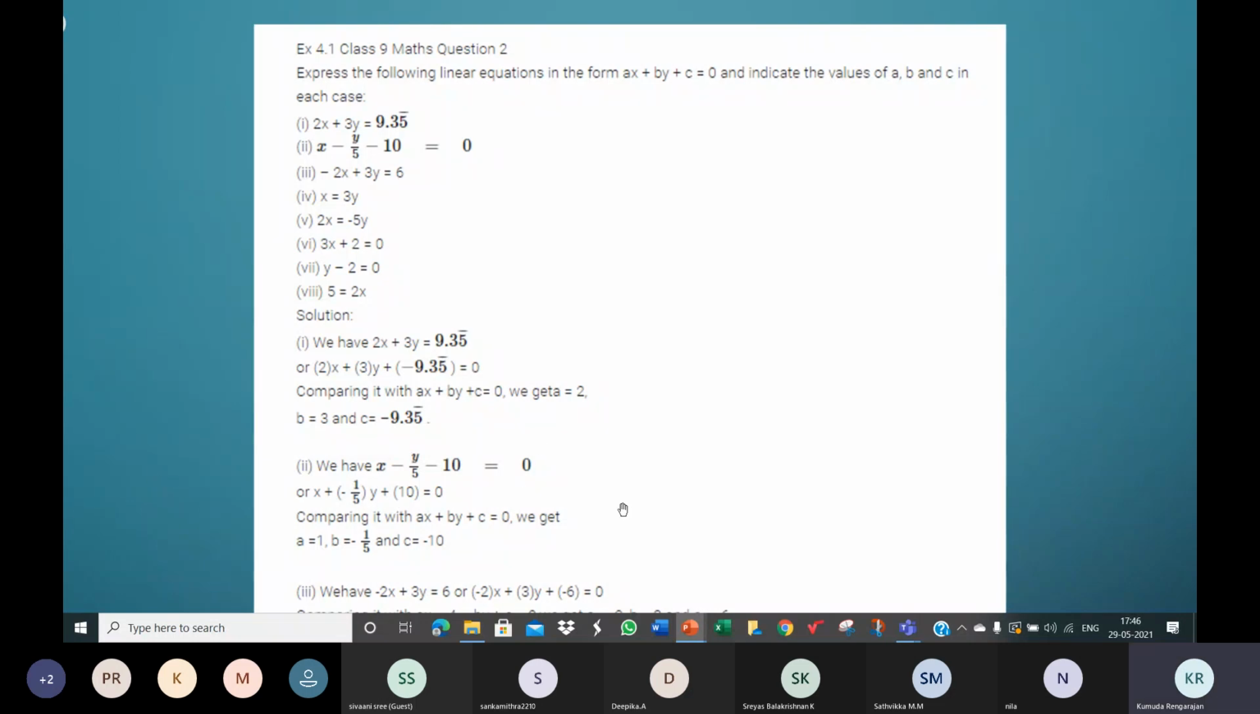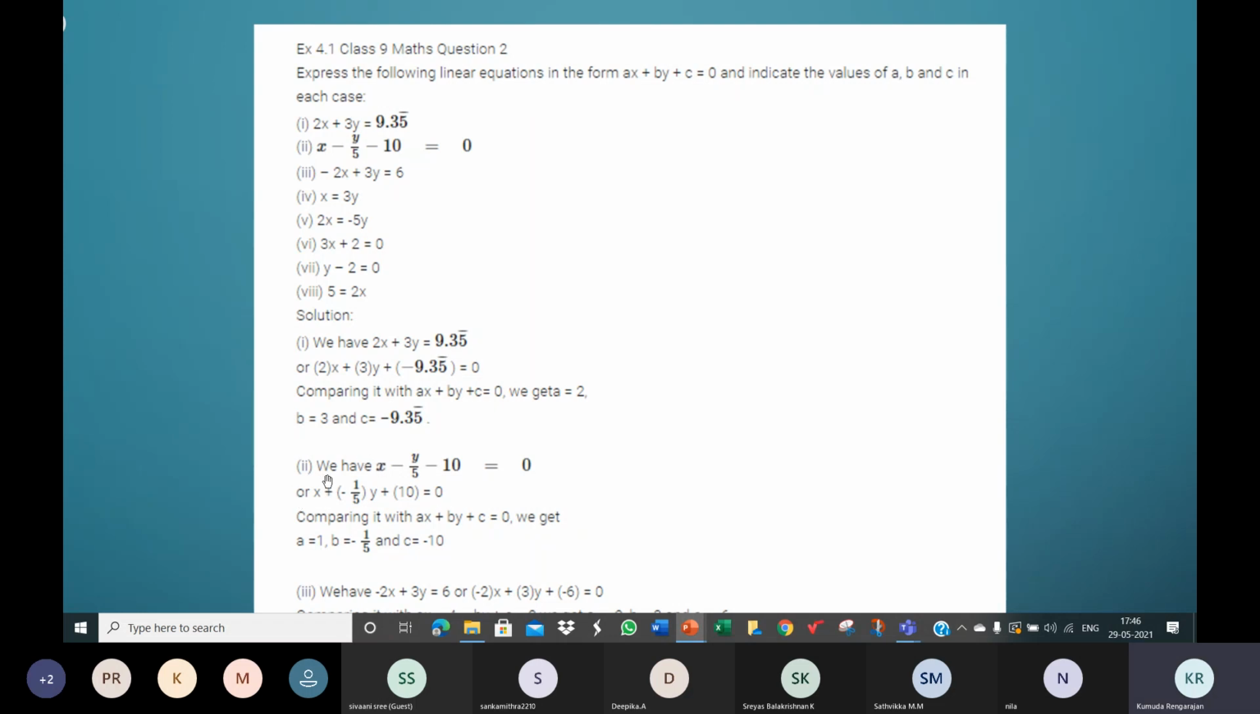It's already in the standard form. We have all the terms on one side. You can straight away compare this with ax plus by plus c is equal to 0. Or if you want to introduce the plus signs, you may write it like this. This step is not compulsory. You can directly compare, or if you want, you can include this step here.